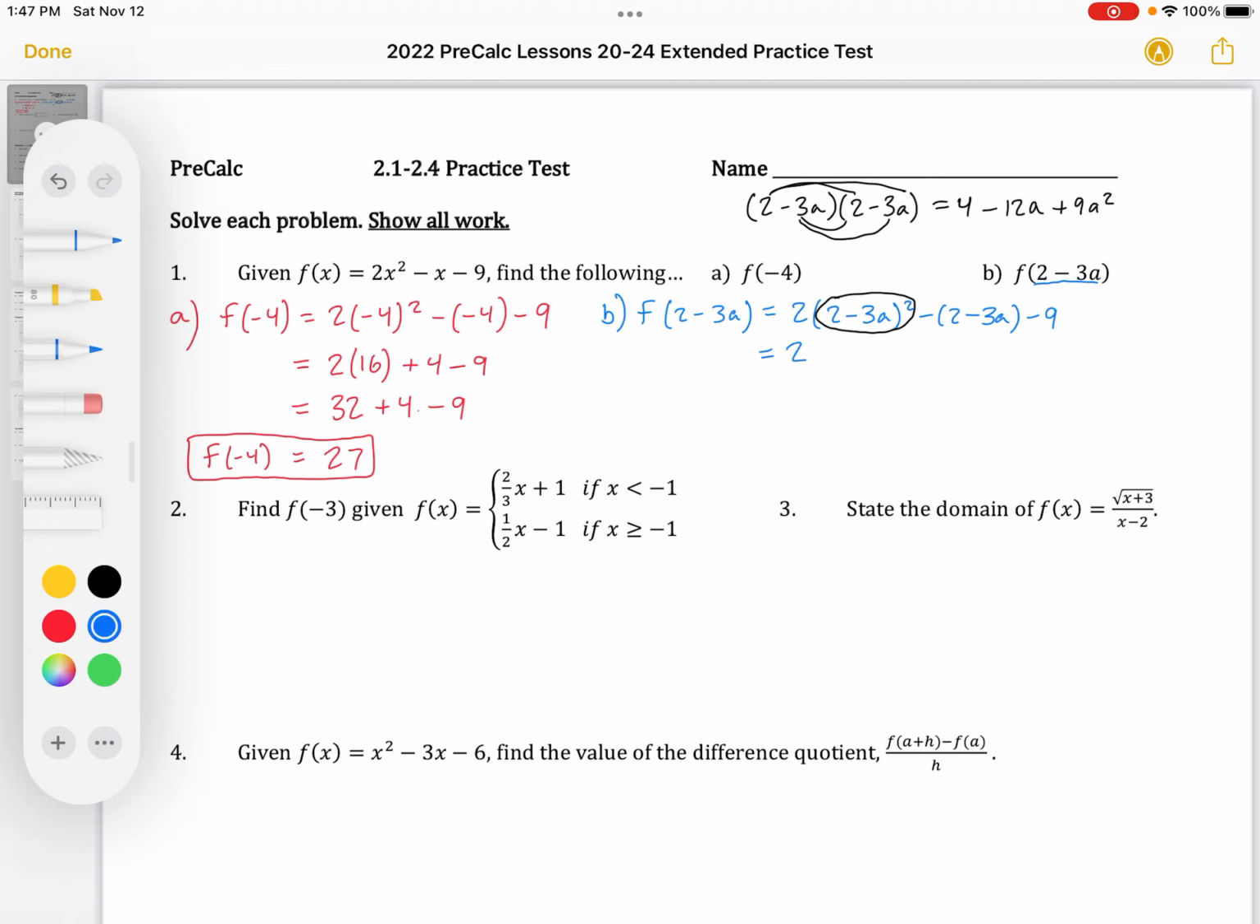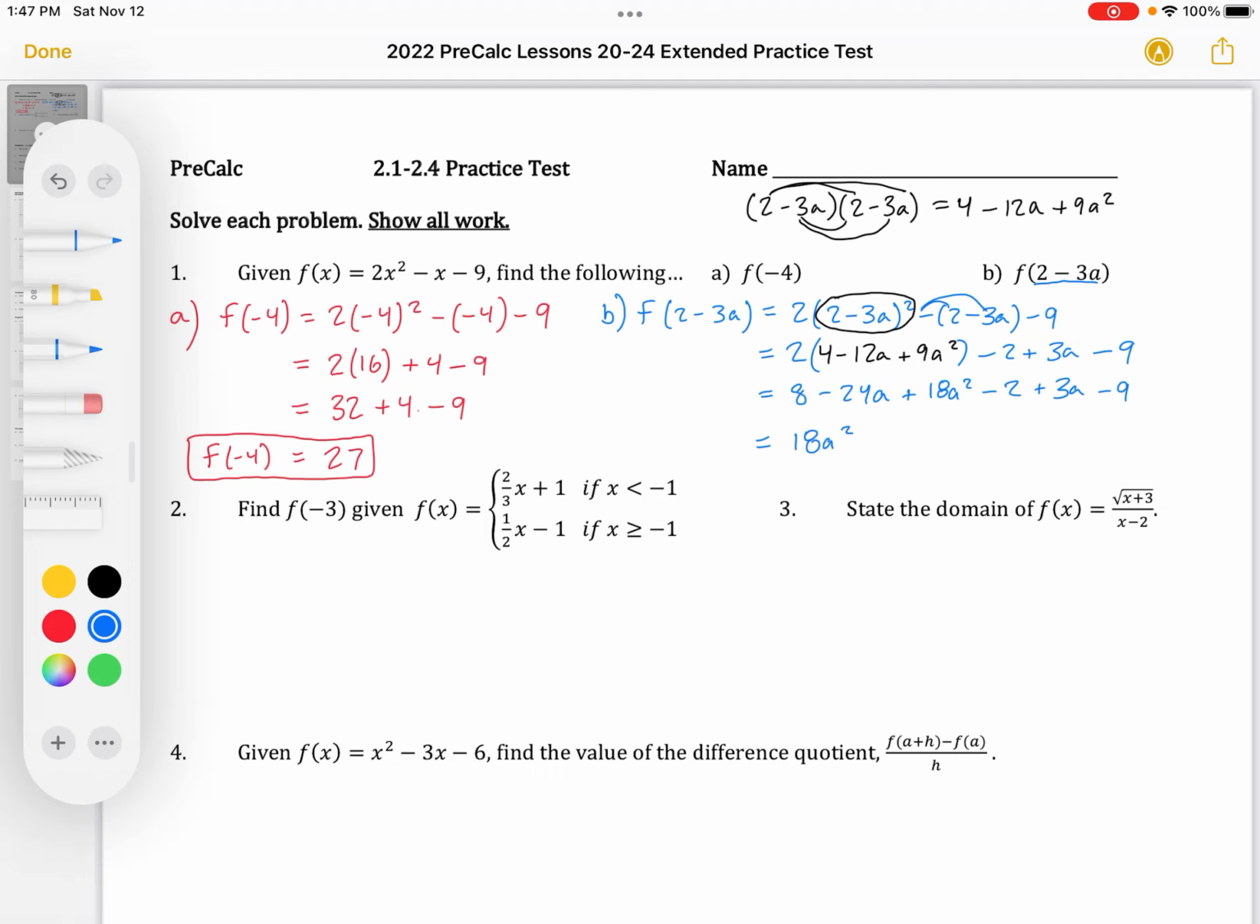So we still have this 2, but then in parentheses, when I FOILed out that expression, I just get 4 minus 12a plus 9a squared. And then I'm going to go ahead and distribute this negative right away. So I have minus 2 plus 3a, and then I still have that minus 9 at the end. All right, now we can distribute that 2, giving us 8 minus 24a plus 18a squared minus 2 plus 3a minus 9. Then our last step is going to be to combine like terms.